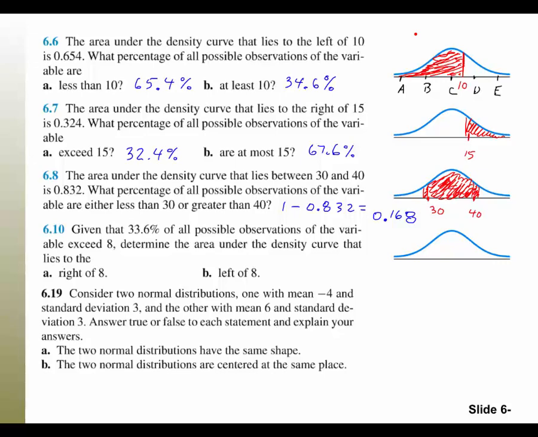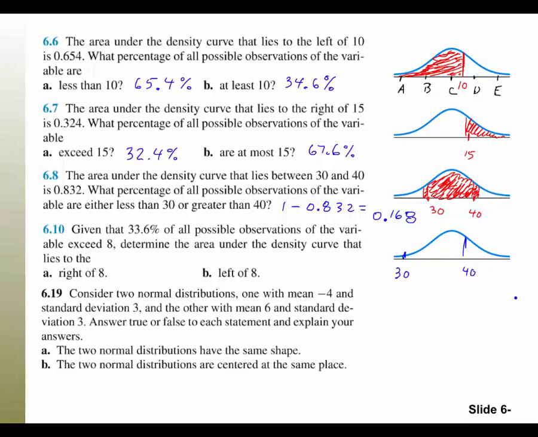It doesn't have to be centered. It might be like this, or it could be like this. So we don't really know. But because each side is 50% and we've got 83%, they have to be on either side.